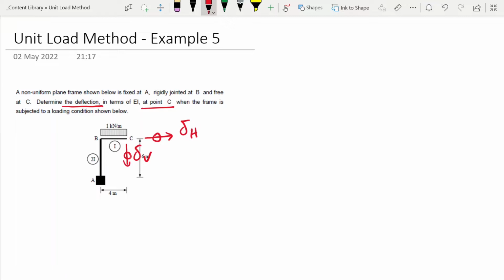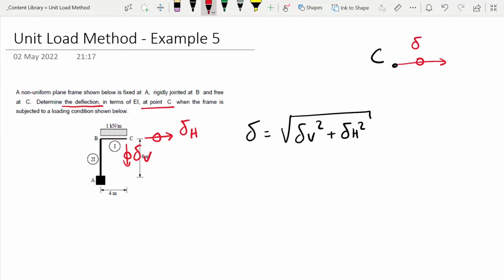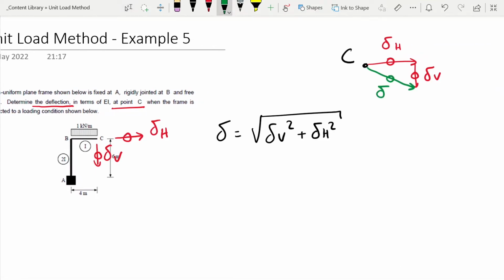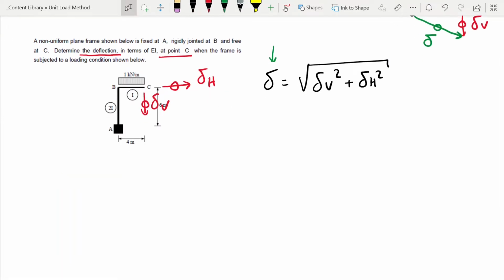And once we find these two, the final deflection is nothing more than the vertical squared plus the horizontal squared, and then we take the square root. Because if we know that point C started here, and it's going to move a certain amount to the right and then a certain amount down, we can say that the total deflection delta, so that's this green part here, is nothing more than the Pythagoras of those two. But okay, the first thing we need to find out is these two deflections.